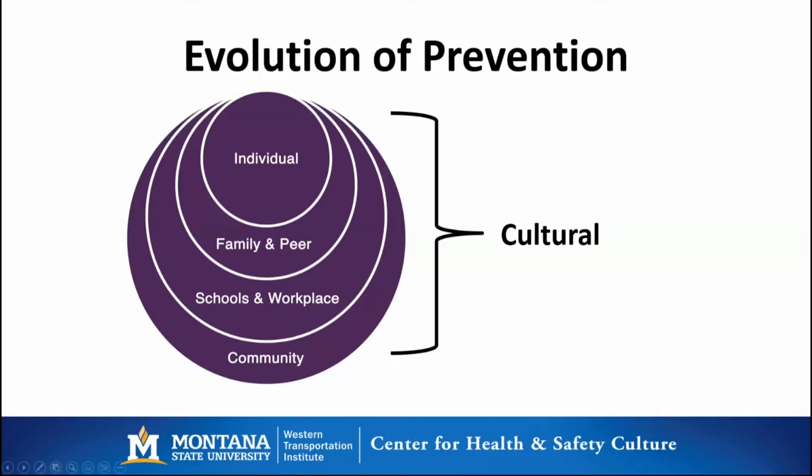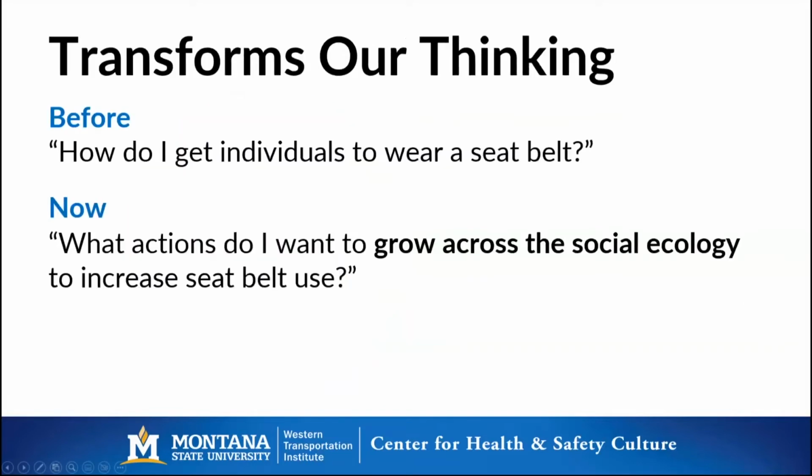So, again, a goal might be working towards, because it's hard to do all at once, right? Working towards having strategies on our issue at each of these levels of the social ecology. And I'll give you an example in just a minute of what that might look like. So this really transforms our thinking.